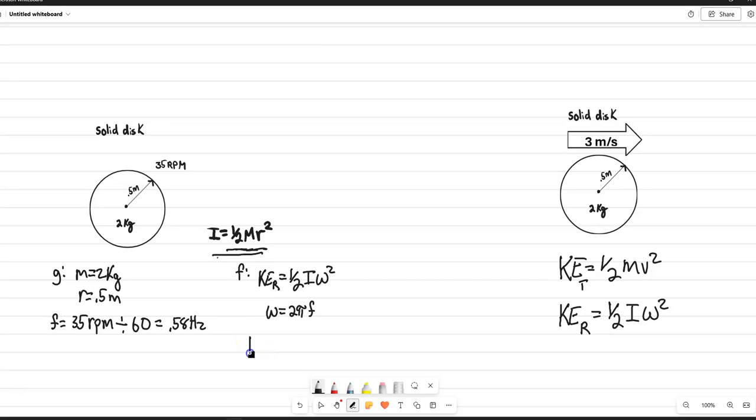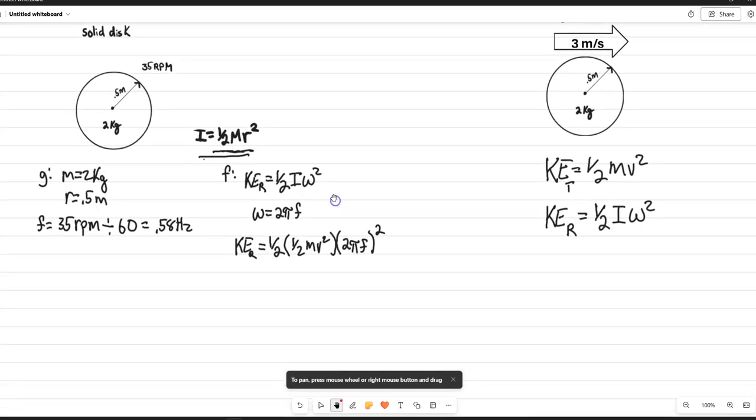Kinetic energy is going to be equal to 1/2 times 1/2 the mass times the radius squared, there is the moment of inertia, times the angular velocity, but we are going to replace that with 2 pi f. And make sure you square that. I have a tendency to not square that for some reason. I make the same mistake. You'd figure after 54 years I would figure that out.